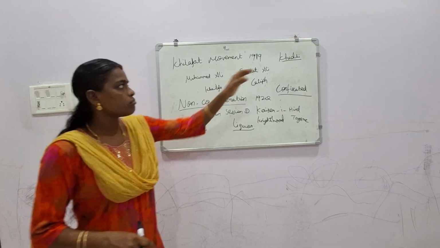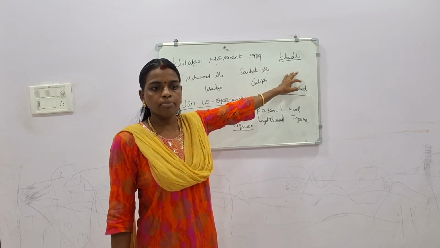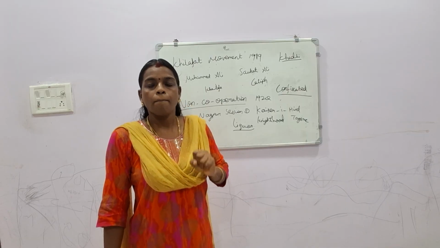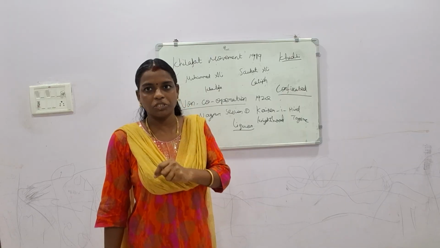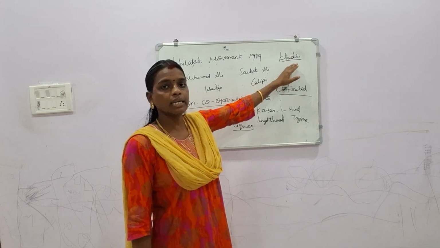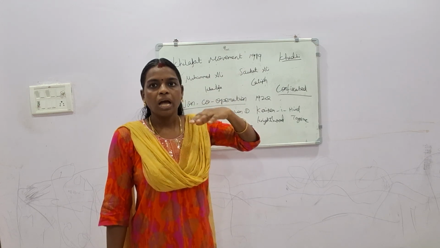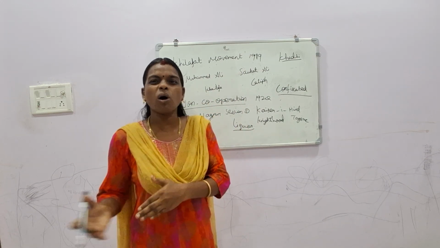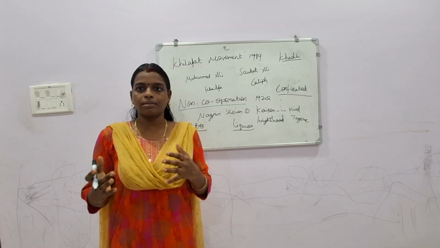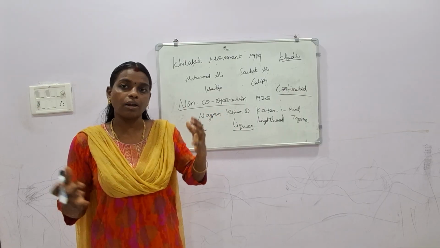But khadi cloth was very costly. At the same time, mill cloth was very low cost, but mill cloth was produced by the Britishers. The Indian leaders wanted to compel the people to use khadi cloth, so the people couldn't purchase it, and they couldn't retain it for a long duration. They couldn't support the non-cooperation movement for a long duration.